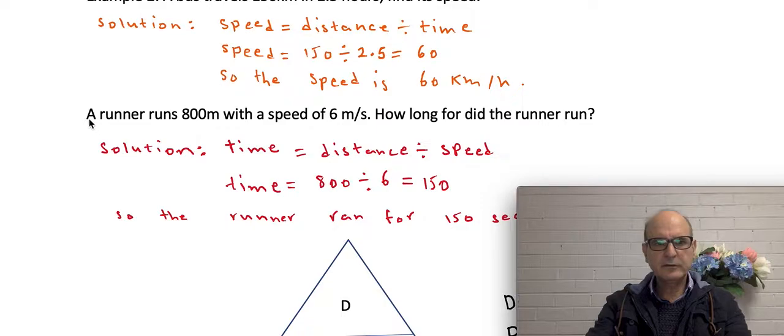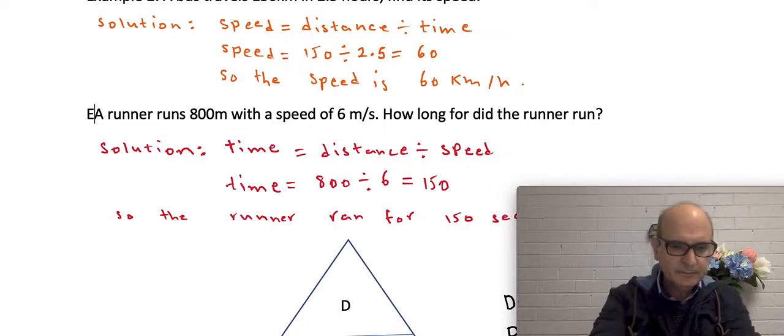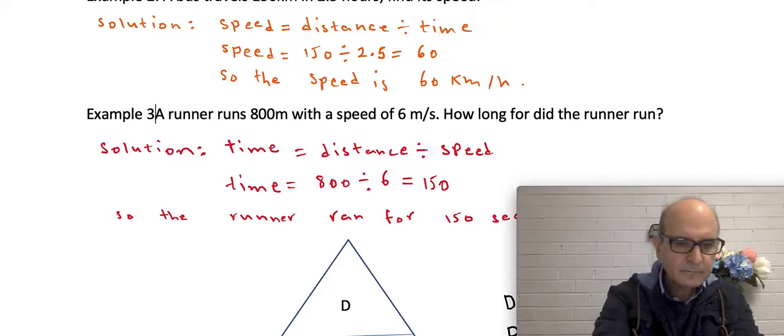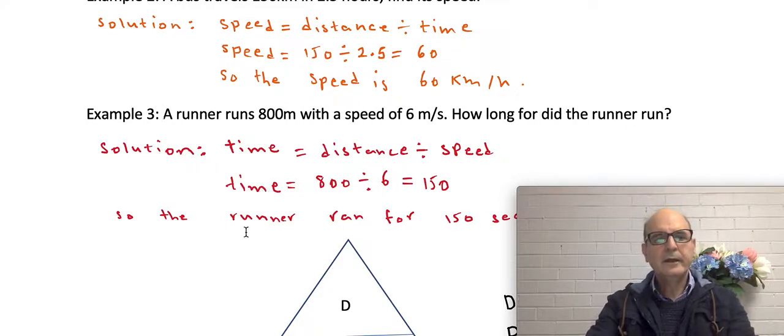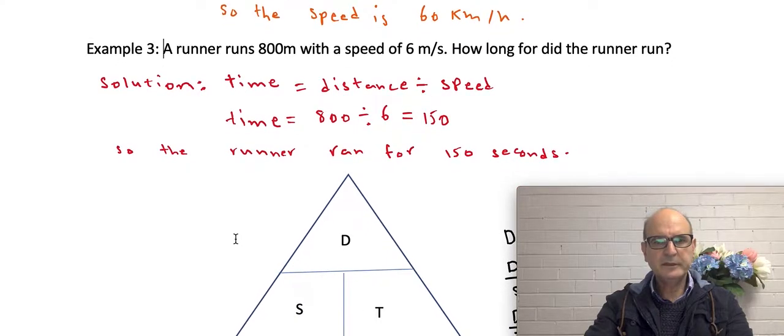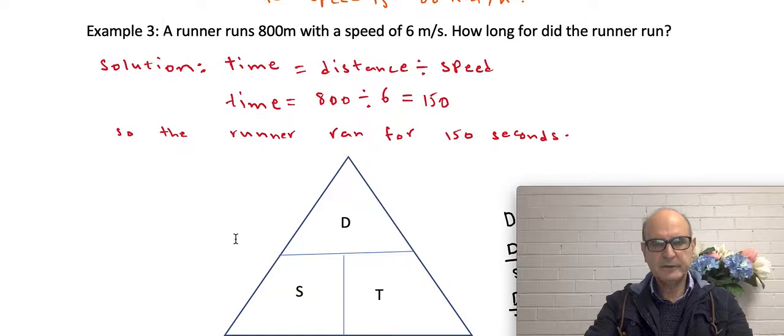Example 3. A runner runs 800 meters with a speed of 6 meters per second. How long did the runner run? All right, so they have given us the distance, and they are giving us the speed. They want the time. To find the time, we need to divide distance by speed.